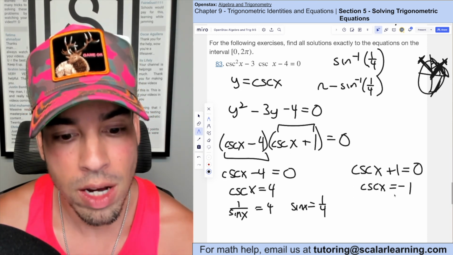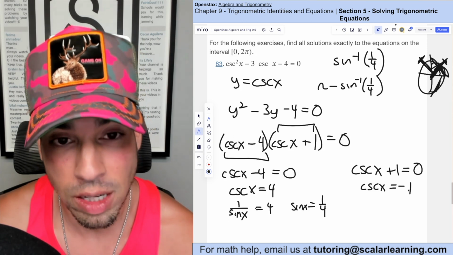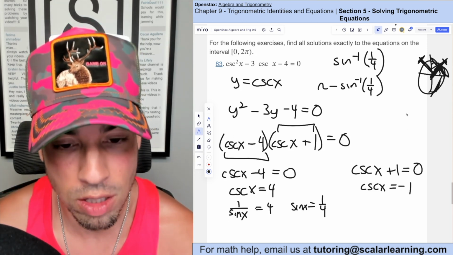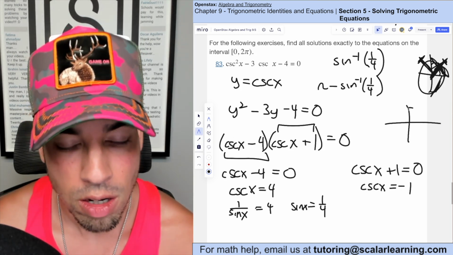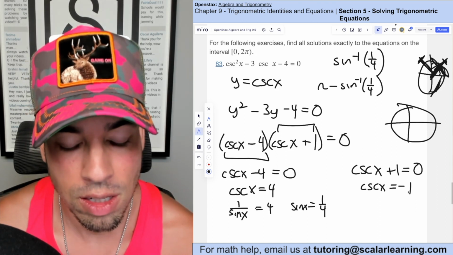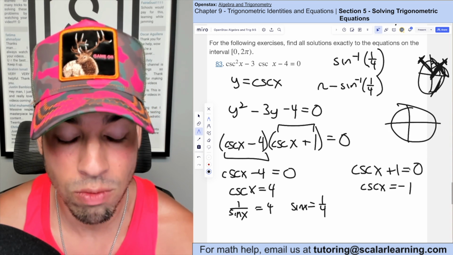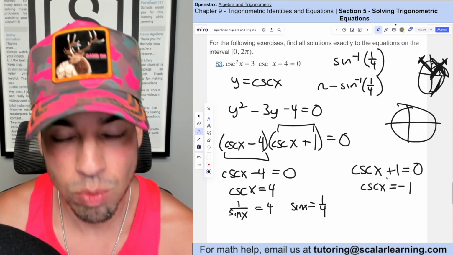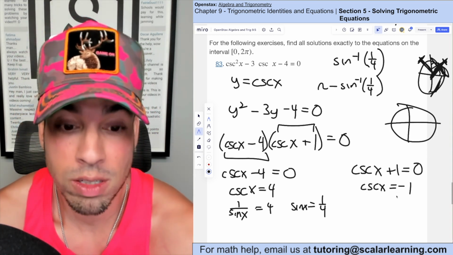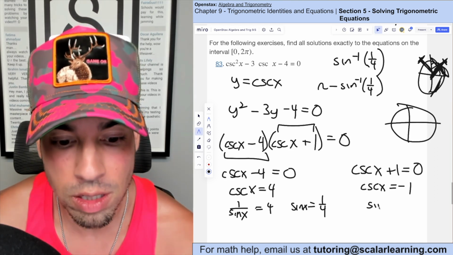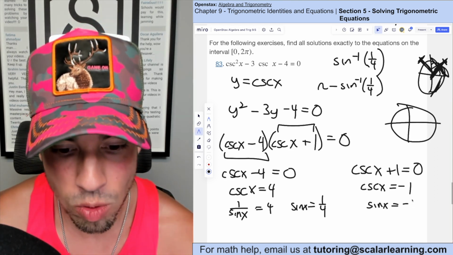All right. And then we have this cosecant of x equals negative 1. This actually does appear on the unit circle, because here's the thing. Cosecant is going to be negative 1 at the same point when sine is equal to negative 1, because cosecant is the reciprocal of sine. The reciprocal of negative 1 is negative 1. So I may as well just call this, when does sine of x equal negative 1?